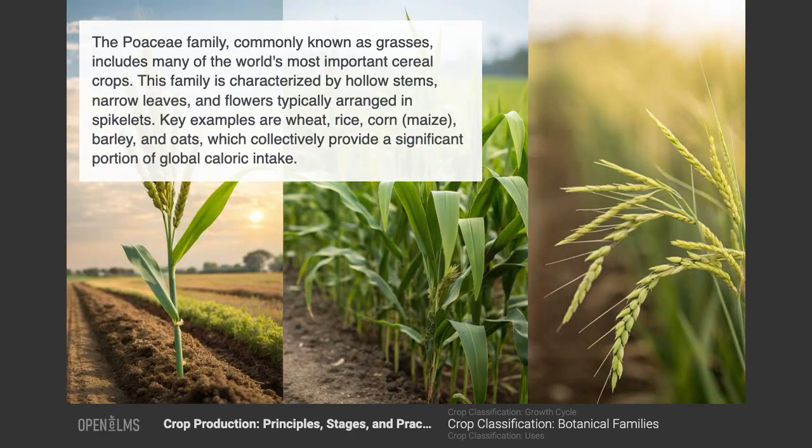The Poaceae family, commonly known as grasses, includes many of the world's most important cereal crops. This family is characterized by hollow stems, narrow leaves, and flowers typically arranged in spikelets. Key examples are wheat, rice, corn, maize, barley, and oats, which collectively provide a significant portion of global caloric intake.